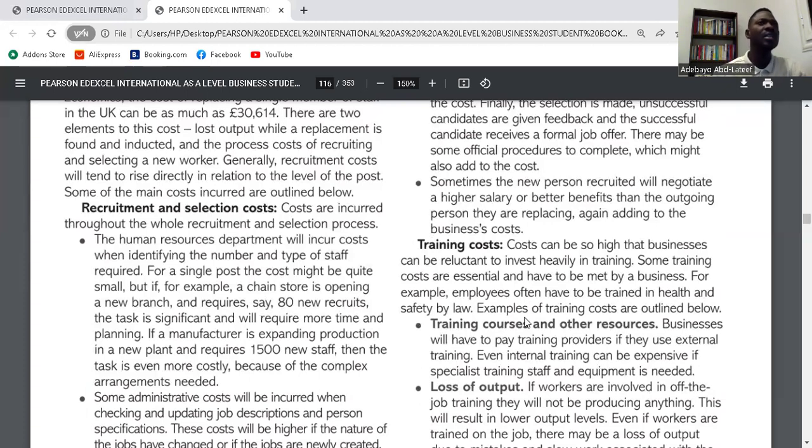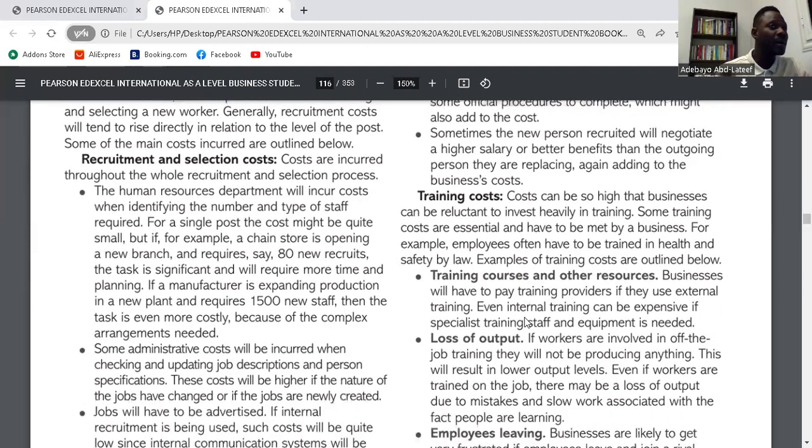The point is this: the number of workers you want to employ will determine the amount of cost you incur. If you are recruiting few workers, the cost will be less and the planning will not be so much. But if you are recruiting large numbers of workers, you need to plan, and that takes time and money. That's for the human resources department.